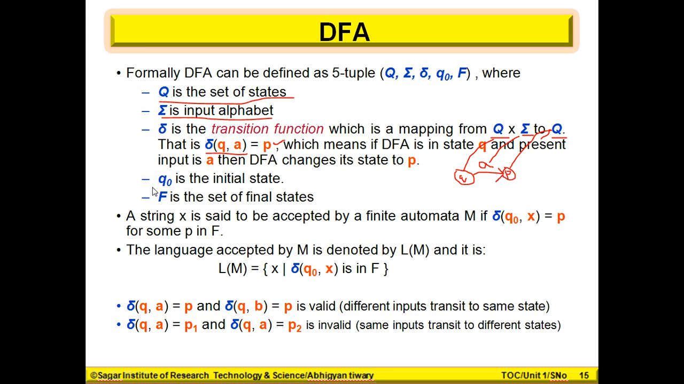Okay. So Q0 is the initial state definitely, and F is going to be the set of final states. So remember that we can have more than one final state.